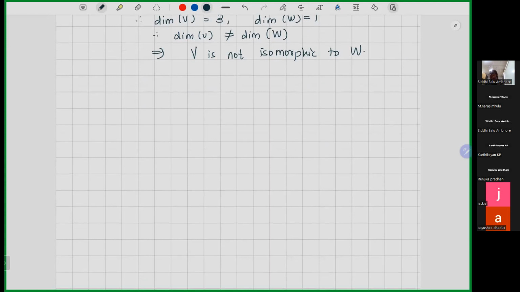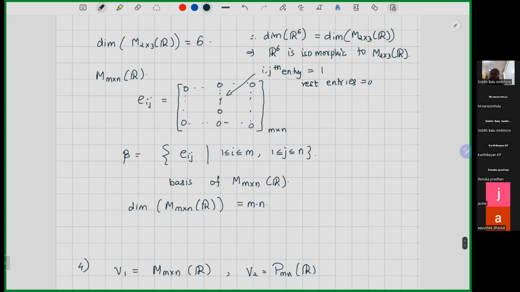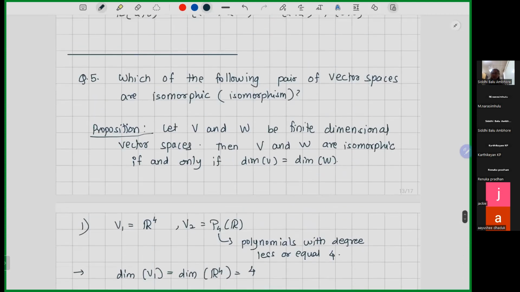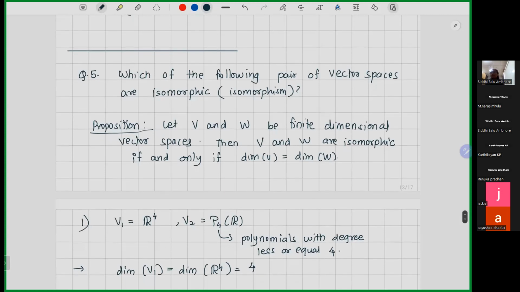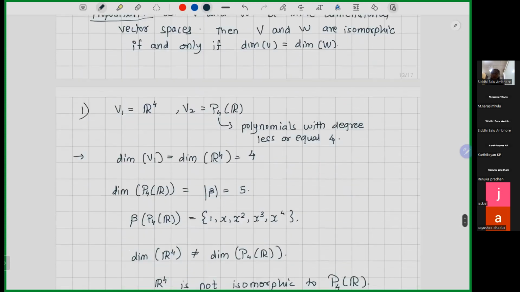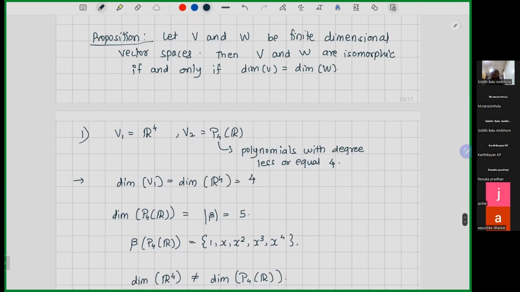No doubts. Great. So this was the theorem to remember for this question, that two vector spaces are isomorphic if and only if they have the same dimension. Okay, so I think we are over with the time, so we can stop here. But I hope there are no questions in whatever we did today so far.